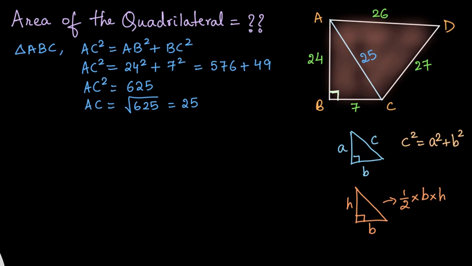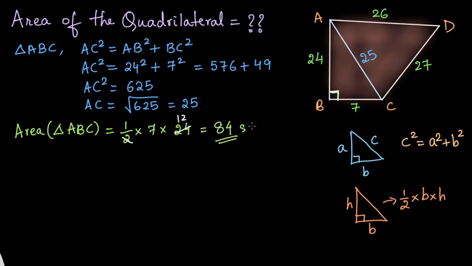So let's do that. First of all, let us find the area of triangle ABC. Area of triangle ABC is half into base into height. So base is 7 and height is 24, for the right angle triangle. Now you can solve this one. 2 ones are 2 and 2, 12 times 7. So 7 times 12 will be 84. 84 square units. I'll write square units here. This is the area of the triangle ABC.